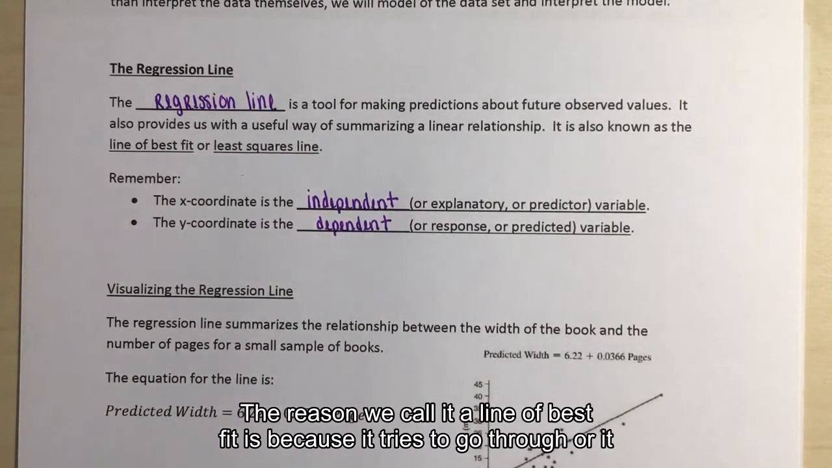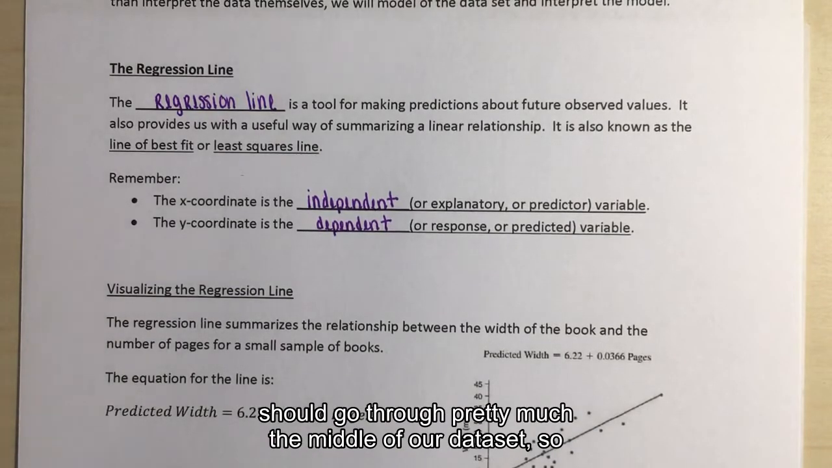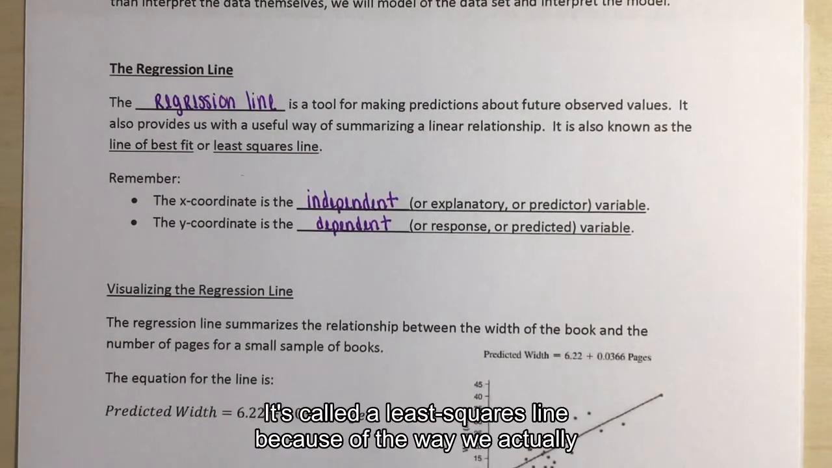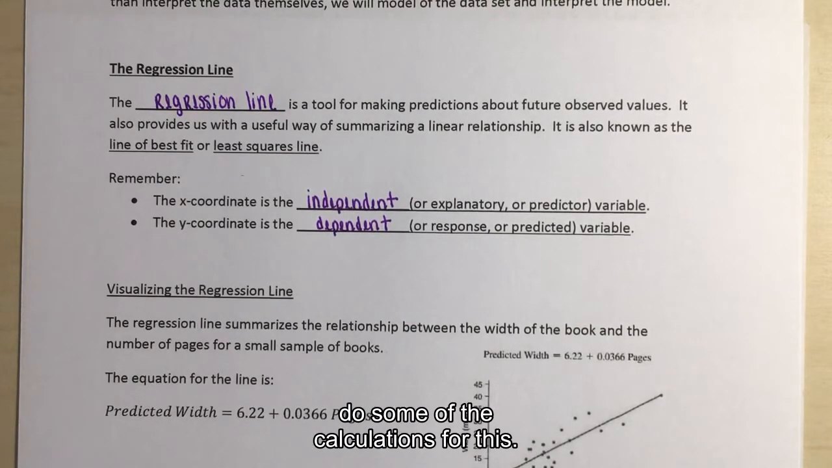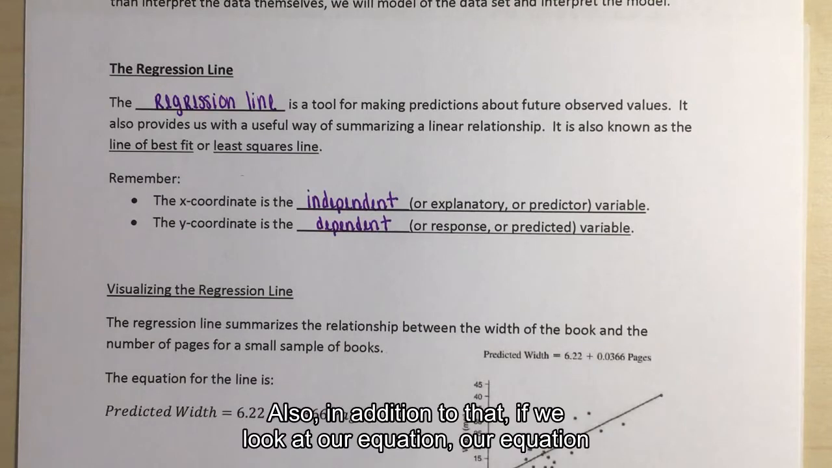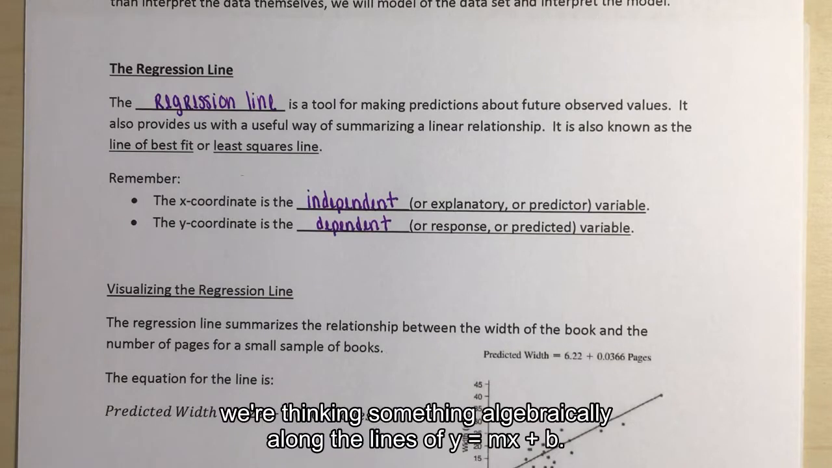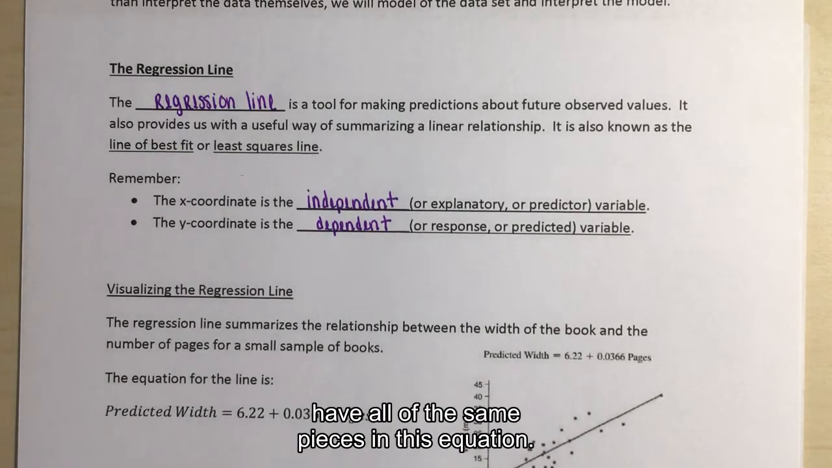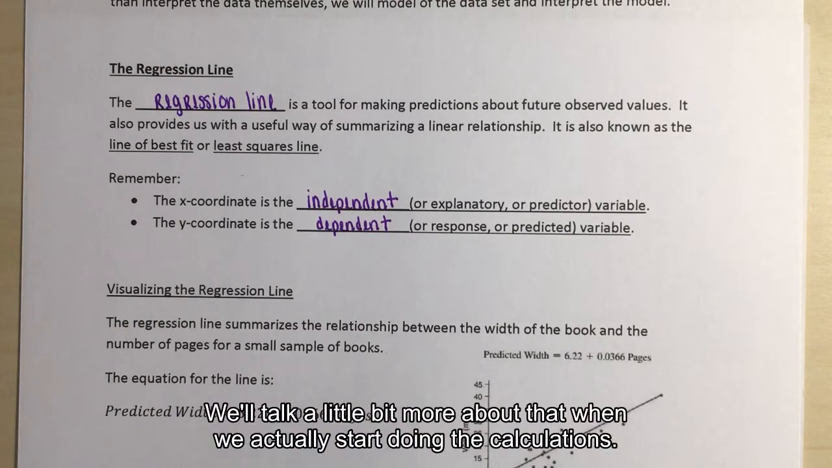The reason we call it a line of best fit is because it should go through pretty much the middle of our data set, so it fits best between all of our values. It's called a least squares line because of the way we do some of the calculations for this. Also, if we look at our equation, we're thinking something algebraically along the lines of y equals mx plus b. This doesn't look exactly like that, but it has all of the same pieces. We'll talk more about that when we start doing the calculations.